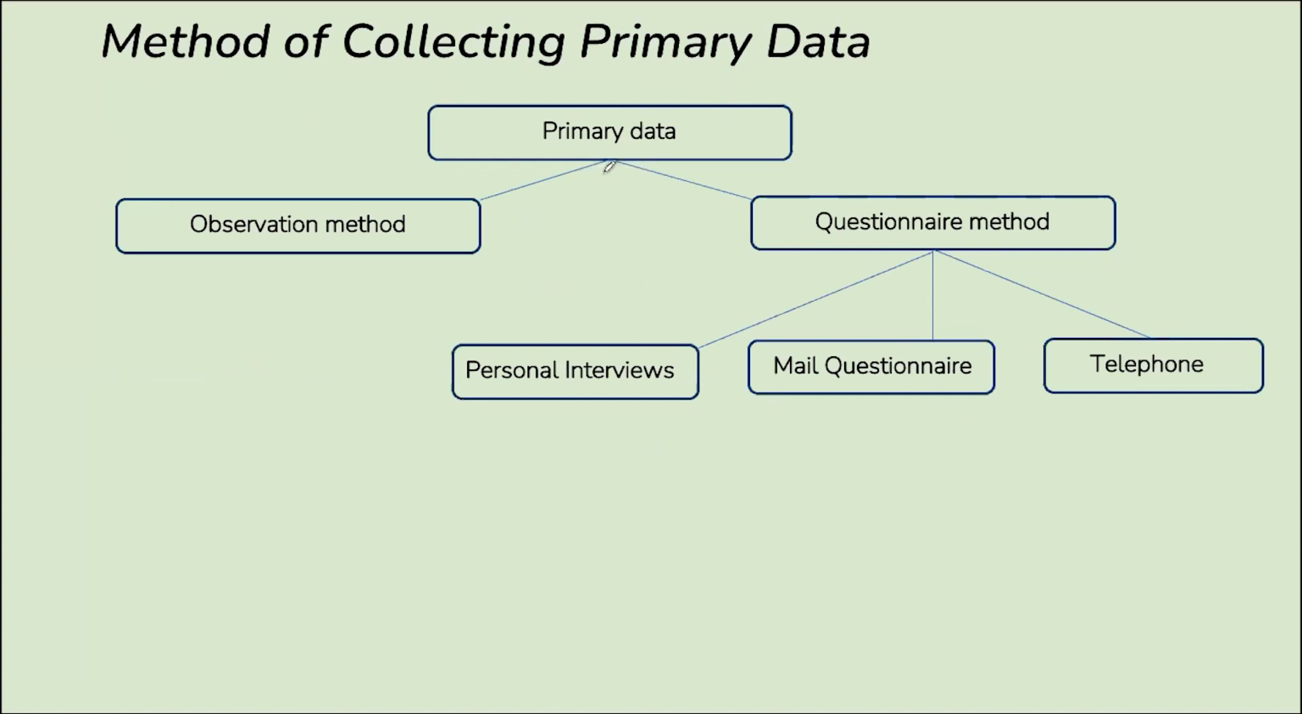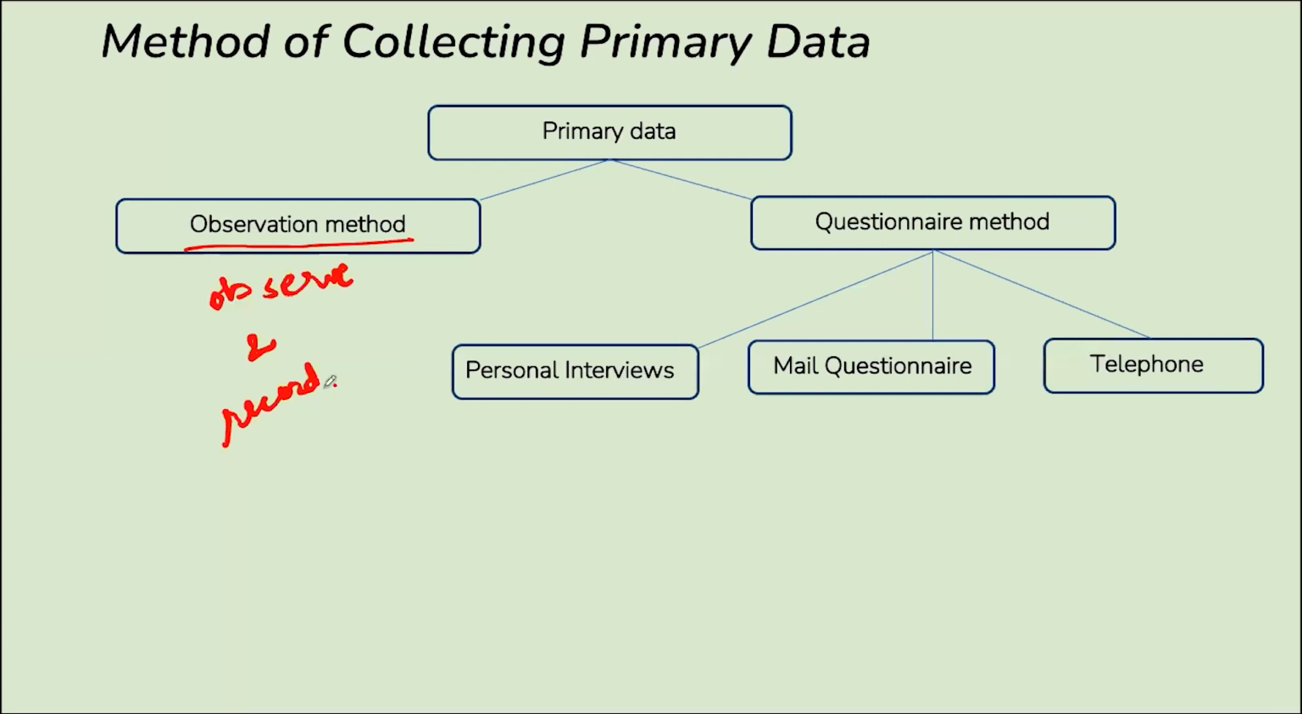So there are two methods of collecting the data. First is the observation method, and second is the questionnaire method. Okay, so what happens in the observation method? Let us see this method. The investigator will not ask any question, but he will simply observe the phenomena he's trying to investigate. He will observe that phenomenon under consideration, and he will record the necessary data.